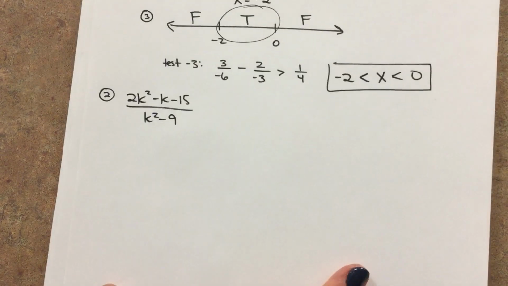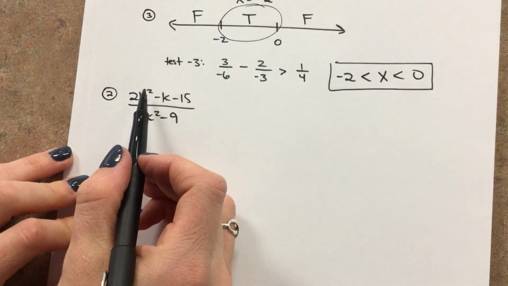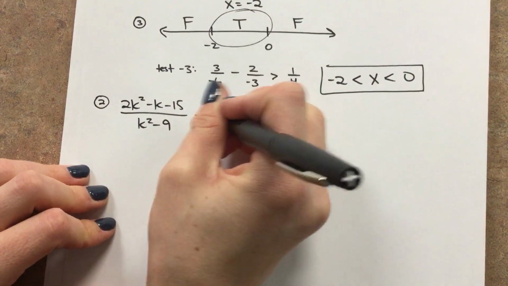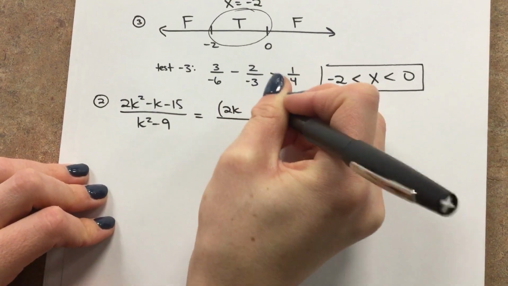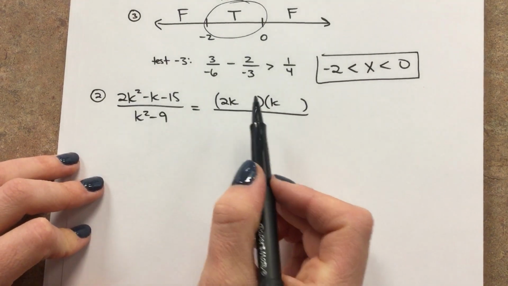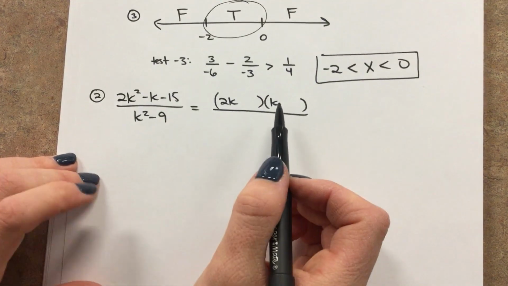This one, people never like the ones in the numerator when they have something in front of the quadratics. Like the 2k squared means that we'd have to guess and check when we're factoring. So we start with 2k times k. And then the blank spots here are supposed to be multiplying to negative 15.